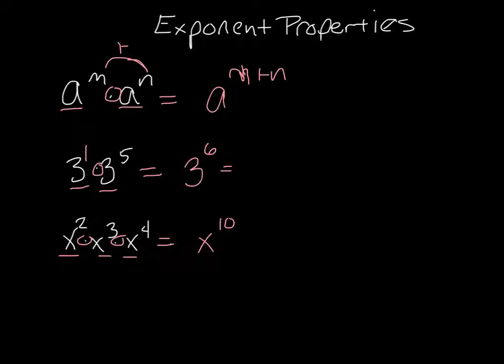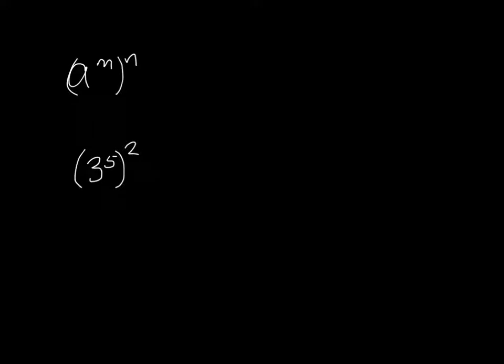So for your next rule, we have where you have the base being raised to an exponent, and then that's being raised to another exponent. And so when this happens, your job is to multiply those exponents. Okay, so here I have an example.